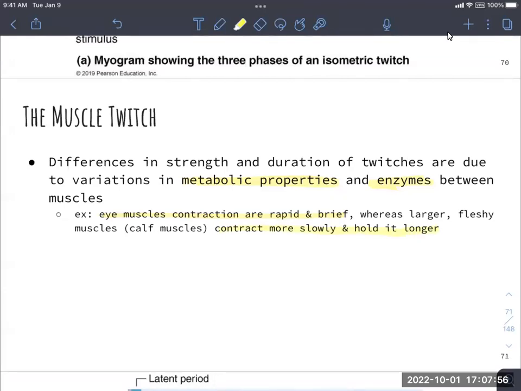So as I said, the bigger muscles usually do more. They take longer, they can have stronger contractions than, say, your eyes. There's muscles that go around your eye to help them move.